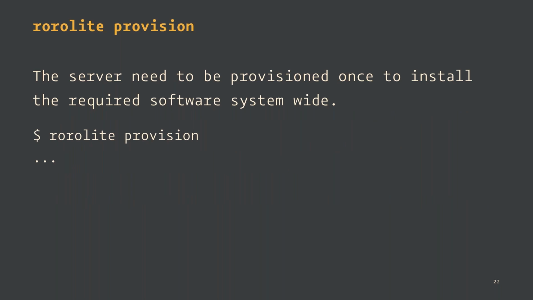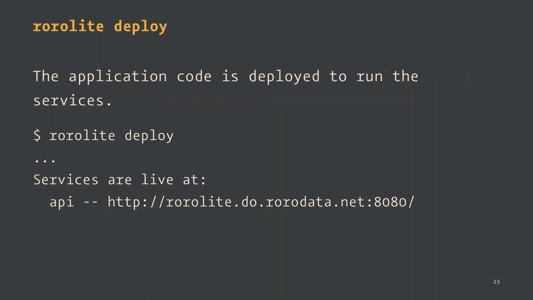The way it works is you start with provisioning. The server needs to be provisioned once. You don't have to do it again and again. Once you start the server and you say rorolite provision, it looks at the runtime and then goes and installs all the required software on the server. This has to be done only once.